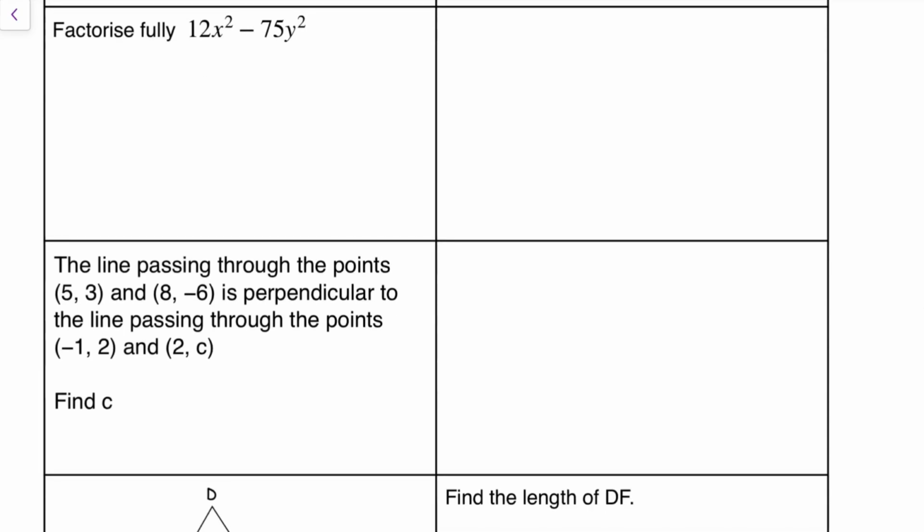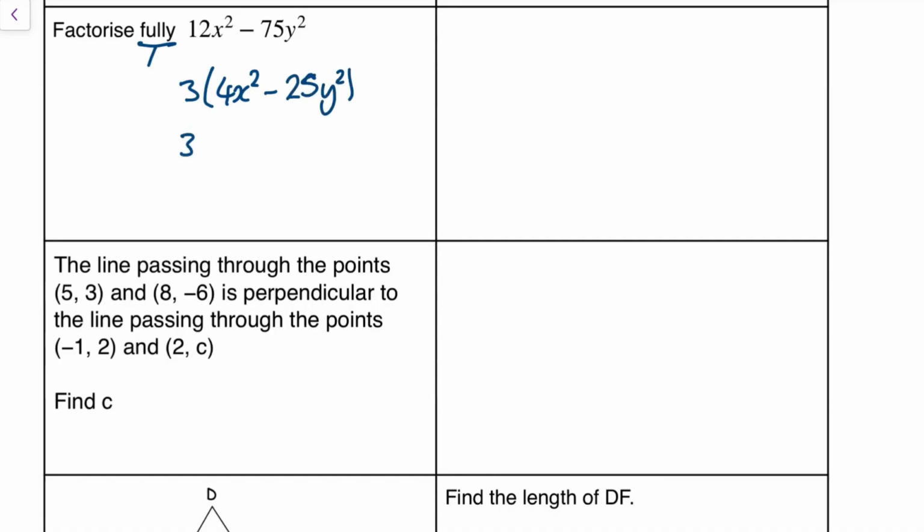Factorise fully. Now, what's interesting here, I like this question. The word fully is sometimes a bit of a clue that there's a couple of steps involved. And there are indeed 2 steps here, because on the face of it, that's not a square number and that's not a square number. However, both those numbers divide by 3, don't they? So if I take a 3 out, that leaves me with 4x squared minus 25y squared.